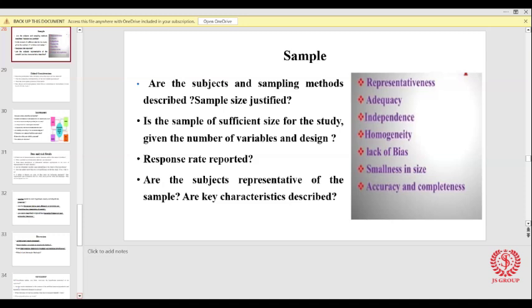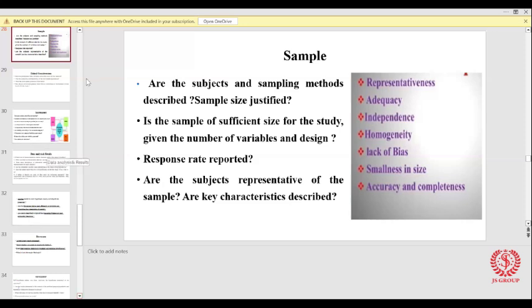Then, as a research critic, we have to check whether the response rate is reported by the researcher or not. Then, are the subjects representative of the sample or not? Are key characteristics described or not? Key characteristics means what? For example, we want to do research on third year GNM students. Their age group may be 20 to 25 only, not 30, or one person may have studied some other course and is sitting in the classroom. They may not have the real characteristics, because homogeneity will not be maintained. Though we have a sample group, they should maintain the homogeneity. That means the same kind of age, the same age group.